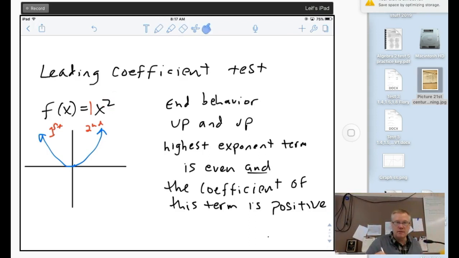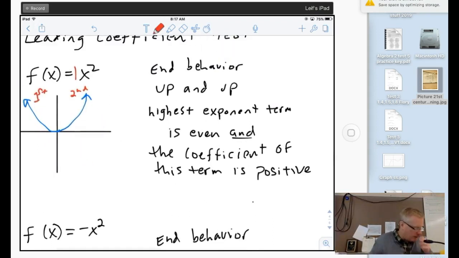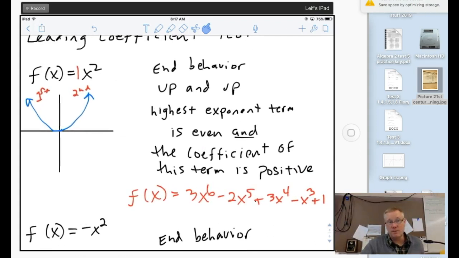If the biggest degree of the polynomial is even, then it's going to be up and up if a is positive, okay? So for example, if I gave you f of x equals 3x to the 6th minus 2x to the 5th plus 3x to the 4th minus x cubed plus 1. This is going to be the exact same type of thing, all right? It's going to be up and up. The graph may not look exactly like a parabola, obviously, but the end behavior will be the same, and the two ends will be up and up, okay?